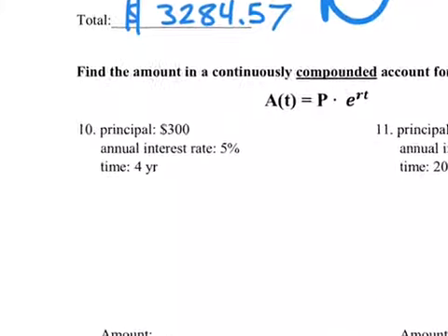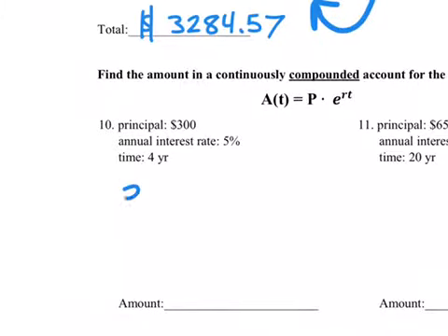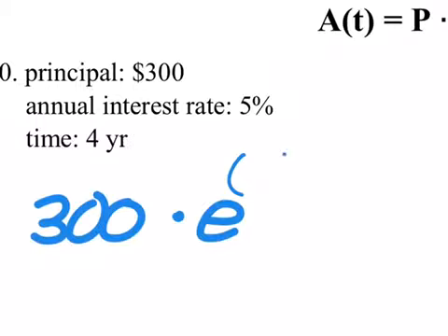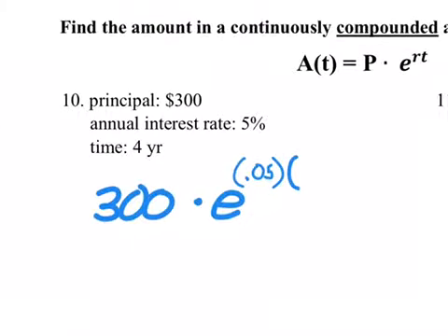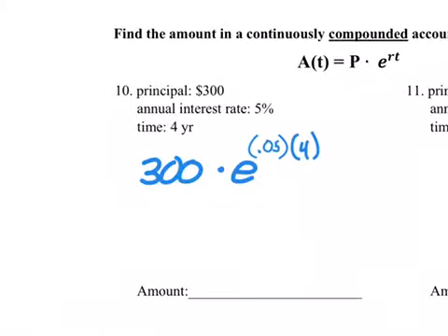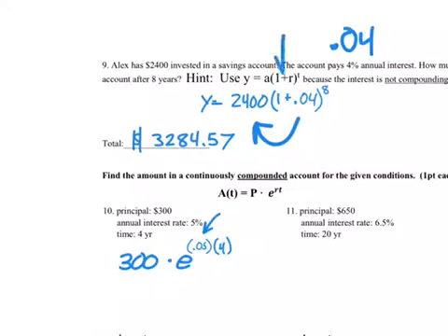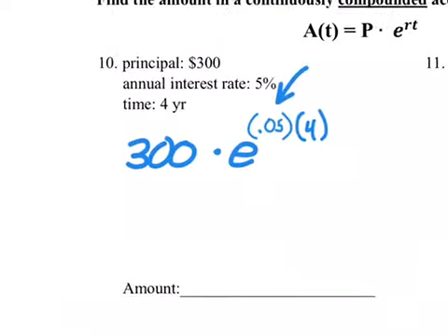All right, now both of these work in a similar fashion. P is your initial amount, and then we have E, which is a button on our calculator. It's a constant that we'll learn more about. And then we have the rate as a decimal, which will be 0.05, and then time is 4 years. Now what's important on this formula is that you do not add 1 onto that. The 1 is exclusive to the regular interest formula. This one's just the rate.